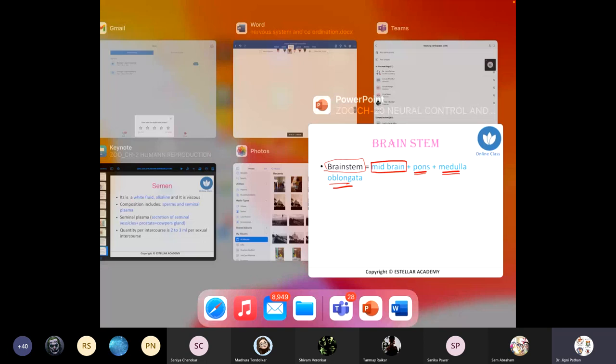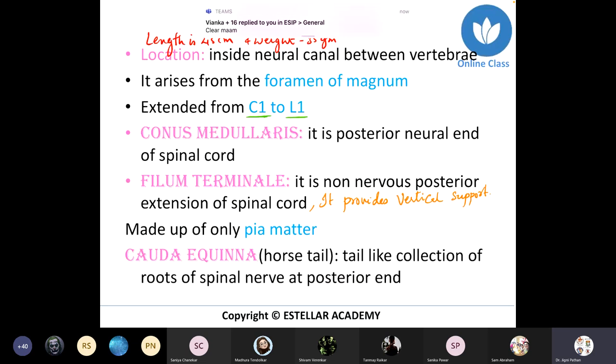Okay. Next, we are moving to the spinal cord. See, we discussed the brain now. There's something extra in the spinal cord. Which meninges is extra in the spinal cord? How many meninges in the spinal cord when we compare with the brain?